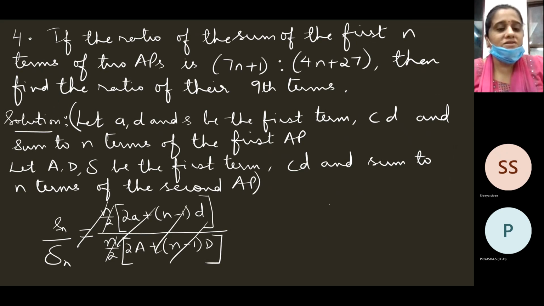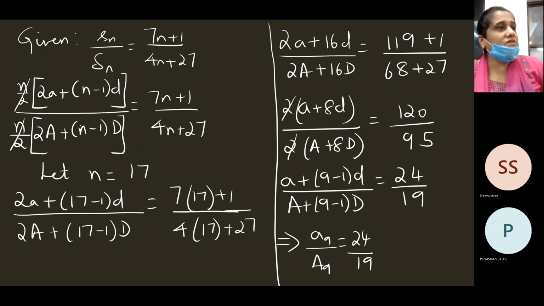So let a, d, and s be the first term, the common difference, and the sum to n terms of the first AP. Let capital A, capital D, and capital S be the first term, common difference, and the sum to n terms of the second AP. Is that understood? Okay. Now, what is given?